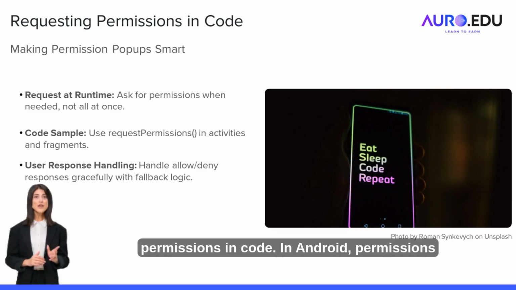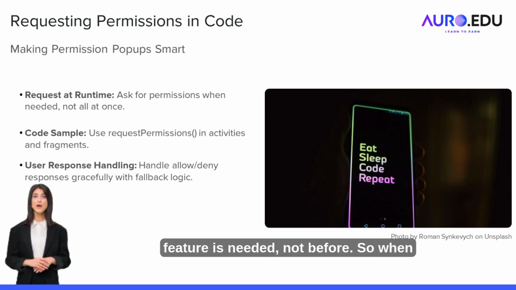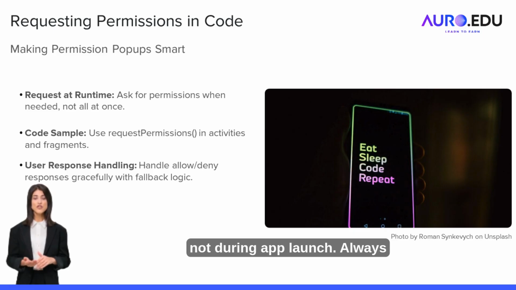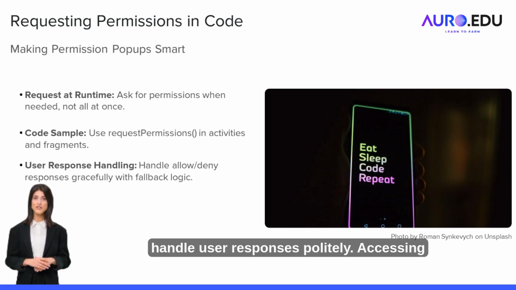Requesting permissions in code. In Android, permissions are asked at runtime. That means right when the feature is needed, not before. So when you want to access the location, you ask then, not during app launch. Always handle user responses politely.